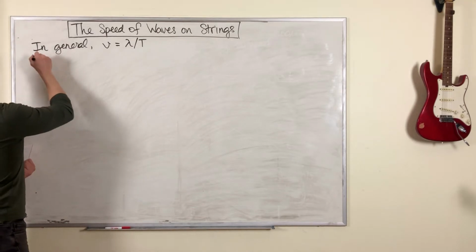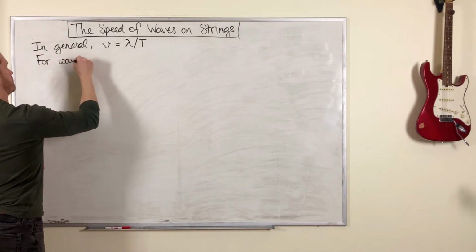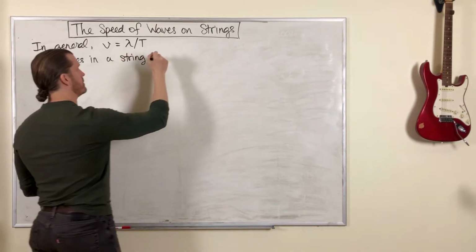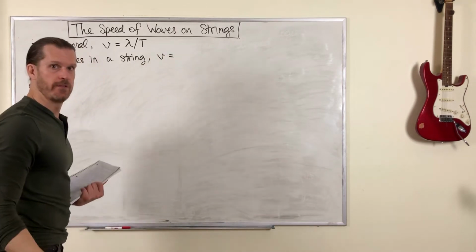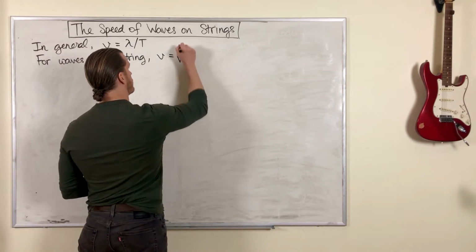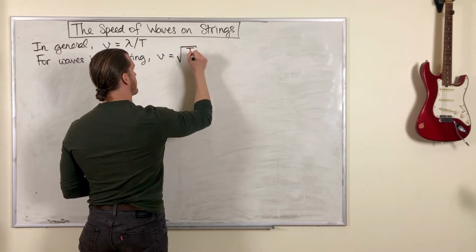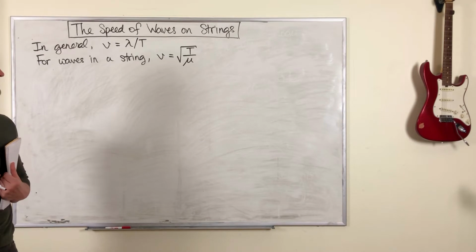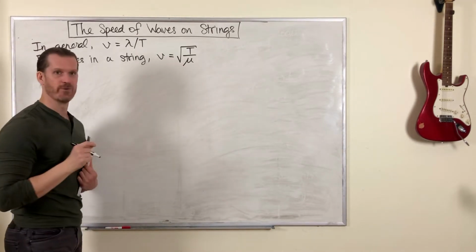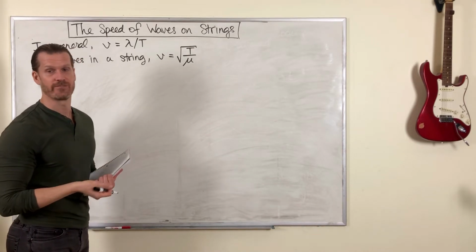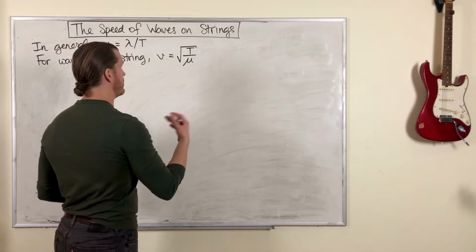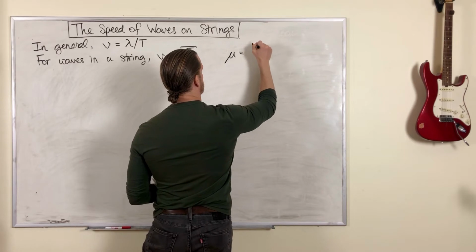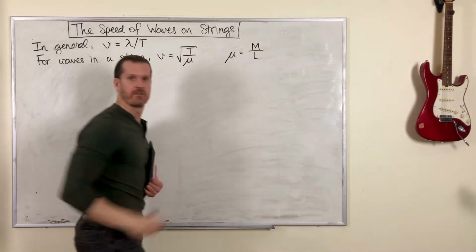For waves on a string, we also have a relationship that this wave speed equals the square root of the tension in the string divided by this quantity mu, the mass density. So now we're using our Greek letter mu for another purpose. In the past we've used it for friction. Now we're using it for linear mass density. So mu equals the mass of the string divided by its length.